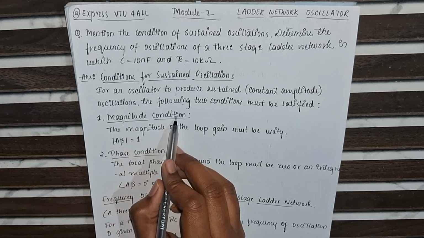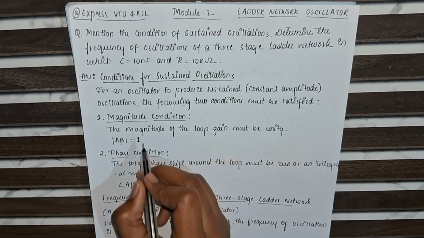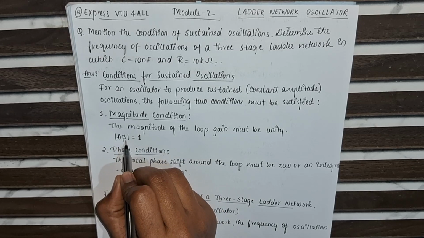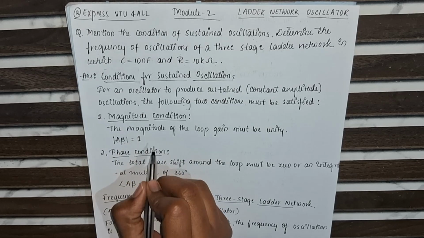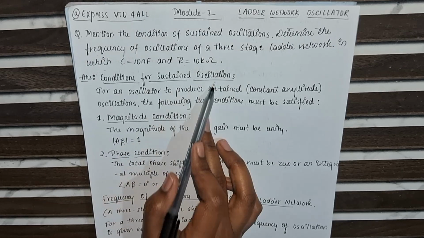In this magnitude condition, the magnitude of the loop gain must be unity. So in this, the product of the amplifier gain and the feedback factor, that is beta, must be equal to unity. This is one of the conditions of sustained oscillations.